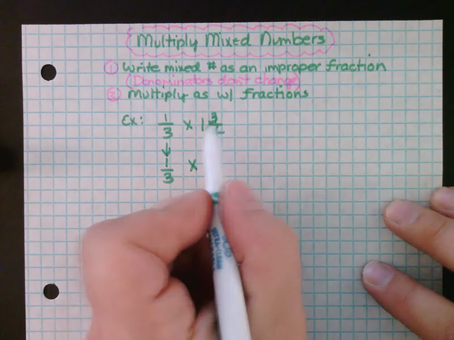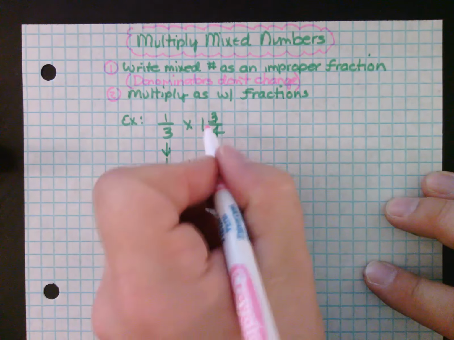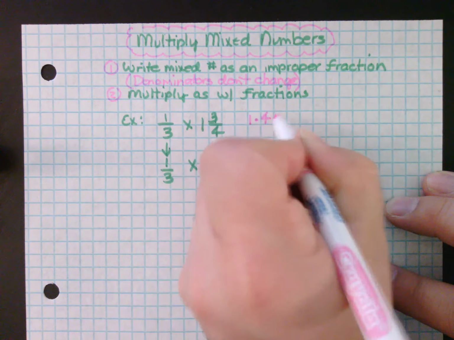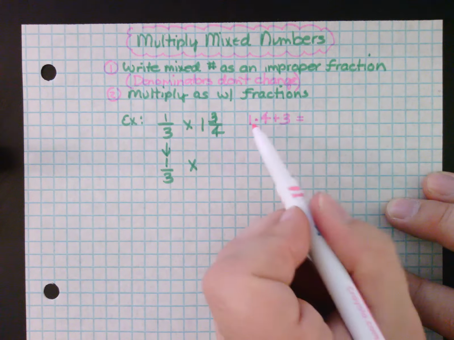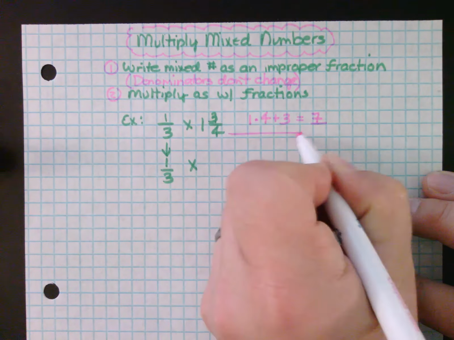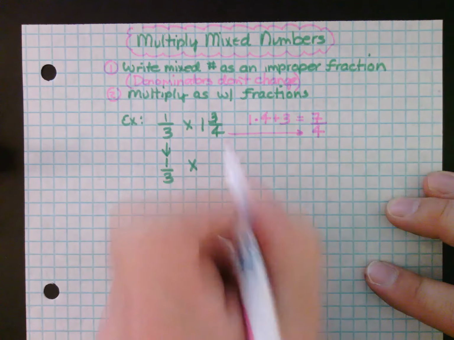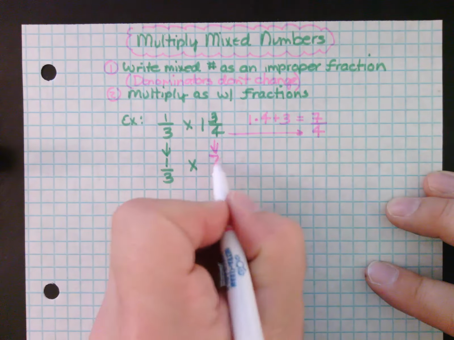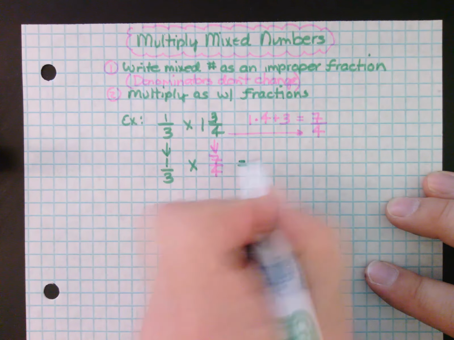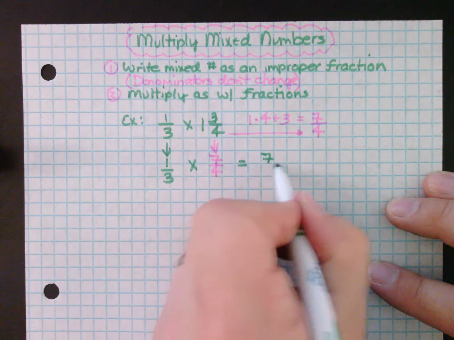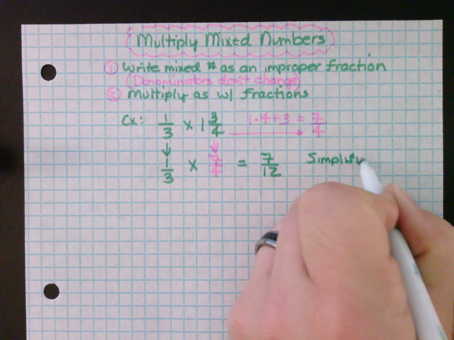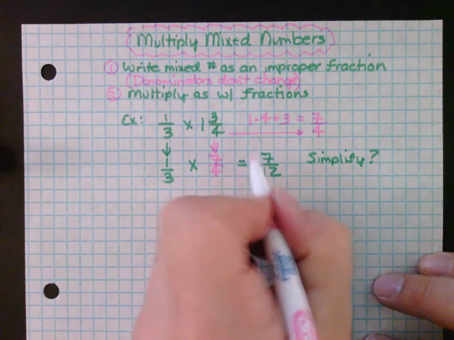Multiplication. And then this one, this is how you do this again. I take 1, the whole number, times the denominator of 4, and then I add that numerator. So that's equal to 4 plus 3 is 7, and I keep the denominator, 4. And so now this number really is 7/4. And so now I can multiply across. 1 times 7 is equal to 7. 3 times 4 is equal to 12. I cannot simplify. And so that's my final answer.